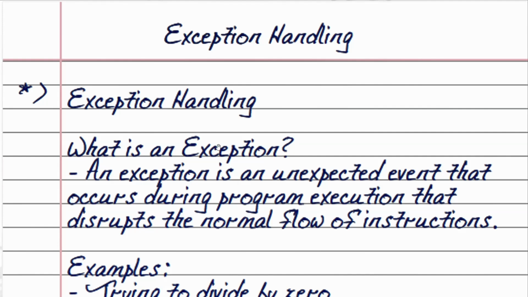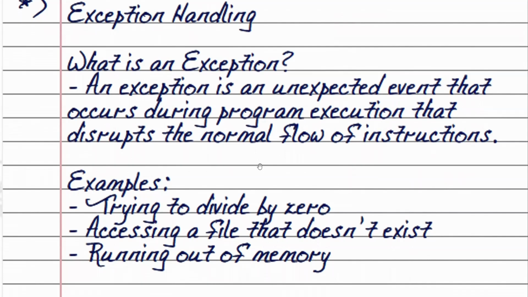Before learning exception handling, we will see what an exception is. An exception is an unexpected event that occurs during program execution and disturbs the normal flow of instructions. It is nothing but an unwanted, unexpected, or abnormal situation that occurs at runtime. So let's see some examples.